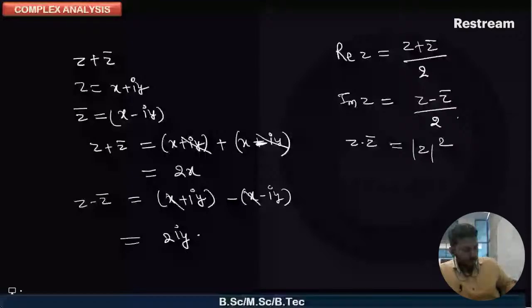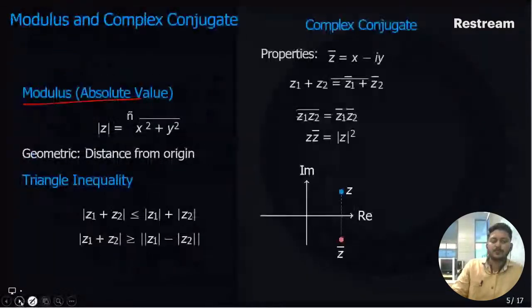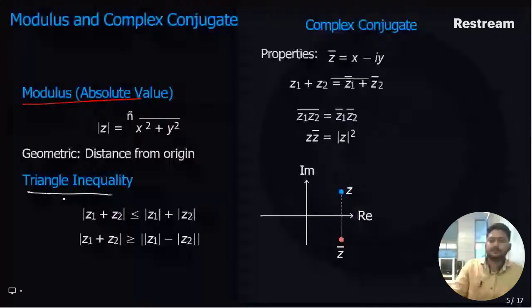Now I am going to show you the exponential form. The algebraic properties: here the complex conjugate, the triangle inequality, modulus and absolute value. Here the complex conjugate. One more property is written in a static manner. Next part is our exponential form.